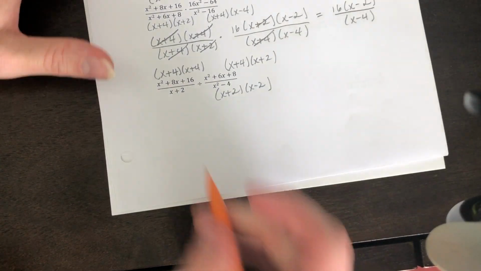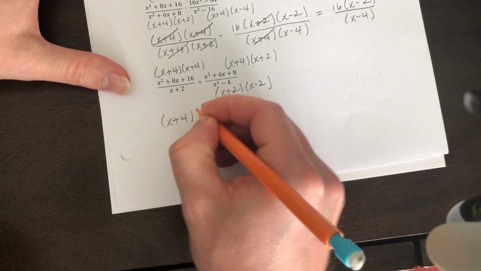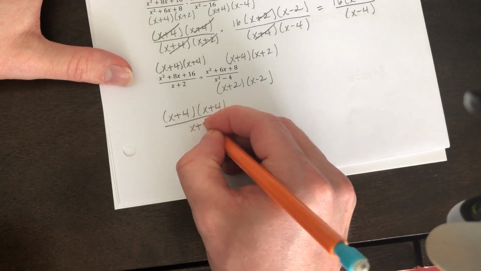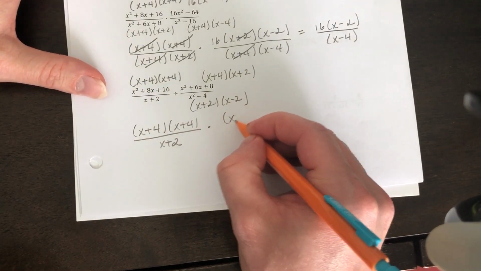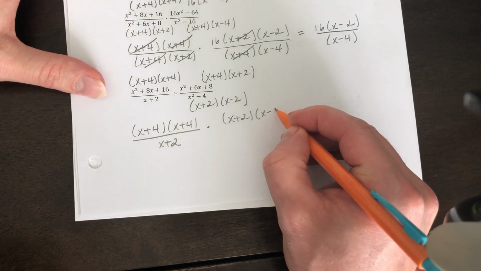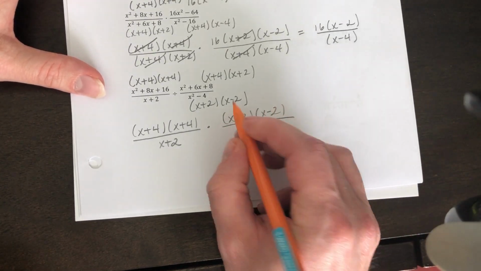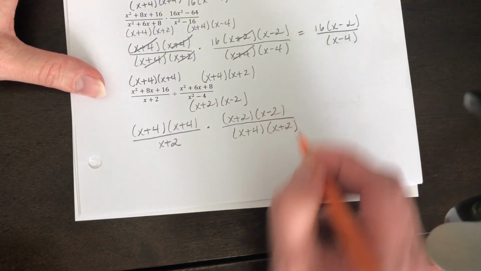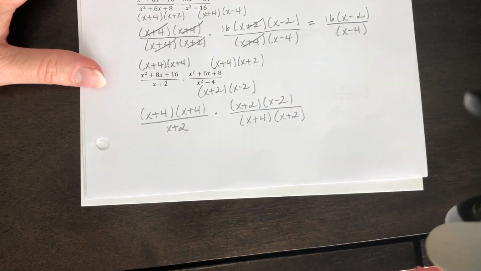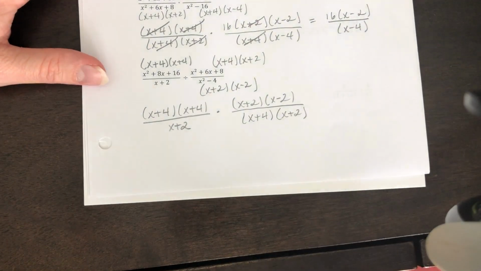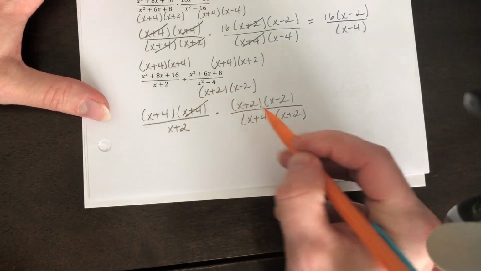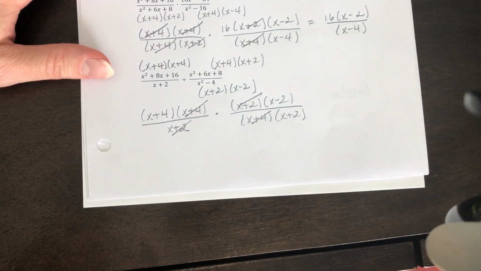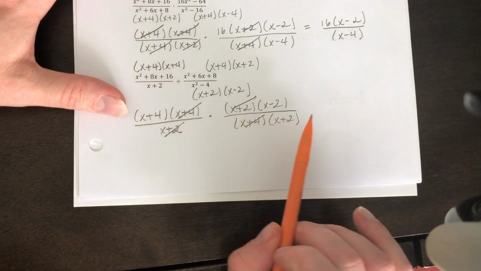Okay, so we're going to keep the first fraction, so we're going to write it x plus 4 all over x plus 2. And we're going to multiply by the reciprocal, x plus 2 times x minus 2, over x plus 4 times x plus 2. So now we can cancel. So remember, division, we're going to multiply by the reciprocal of the second fraction. So x plus 4s will cancel. X plus 2s will cancel. And so we're left with x plus 4 times x minus 2.